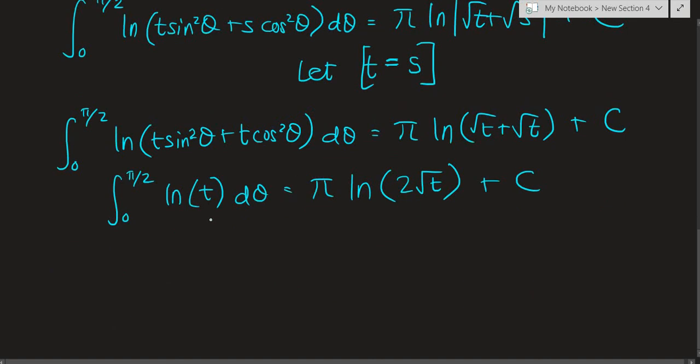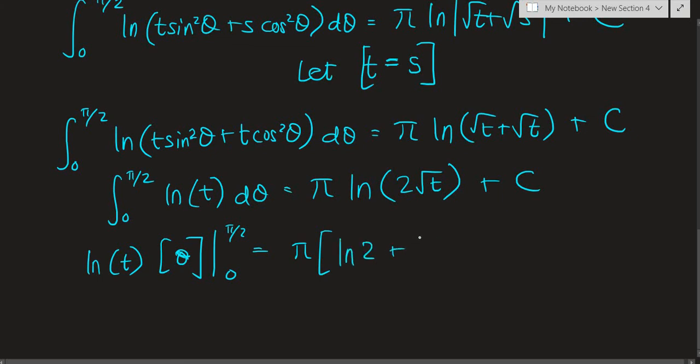Since natural log of t is a constant with respect to theta, we just have natural log of t, and when you find the antiderivative of this, it is just theta evaluated from pi over 2 to 0. Here we can split this up into pi times, using properties of natural logs, natural log of 2 plus natural log of square root of t plus c, and now this becomes pi over 2 minus 0, which is nothing but pi over 2.